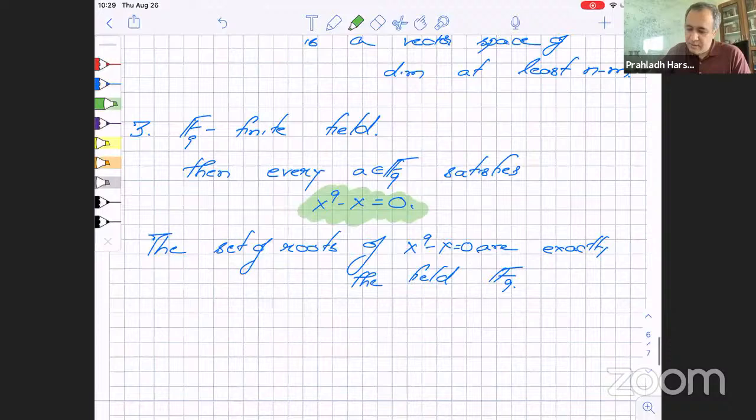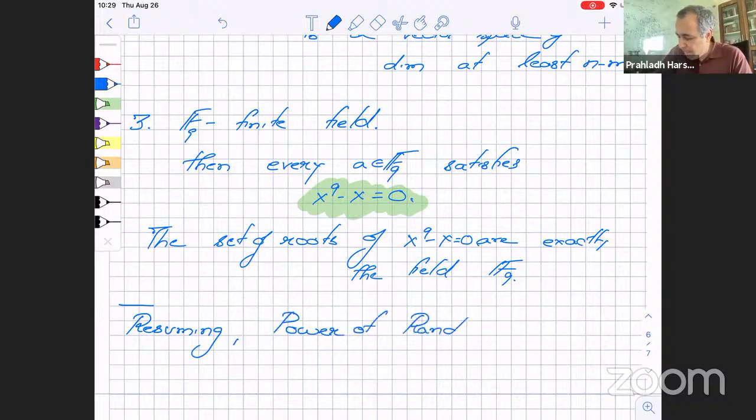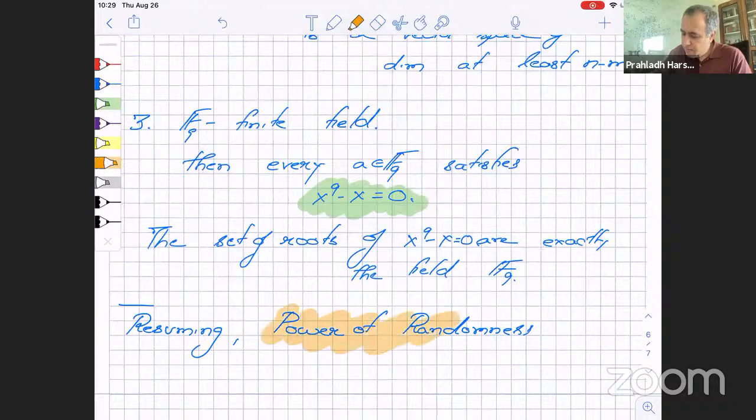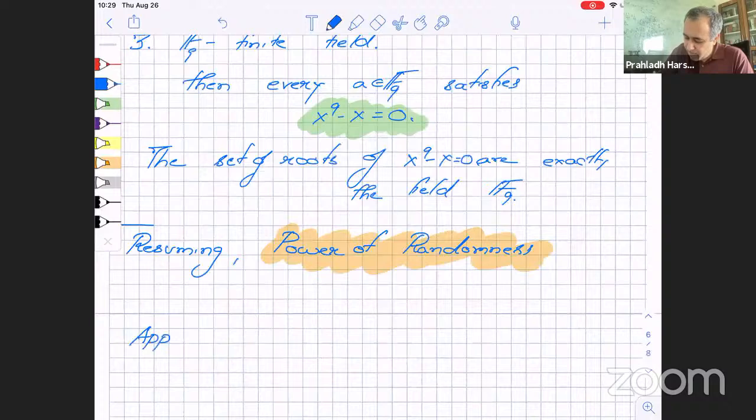Okay, so much for this. Let's go back to resuming the power of randomness. Next, we go on to application 7. This was called the polynomial identity test.